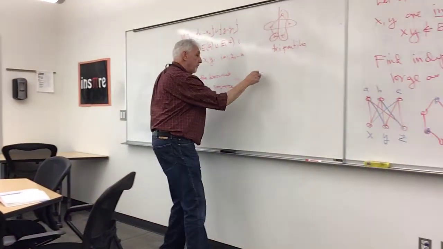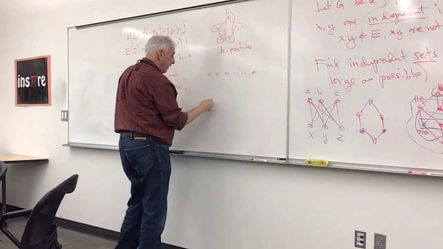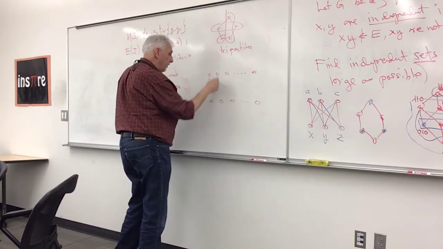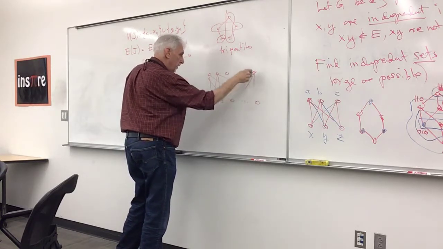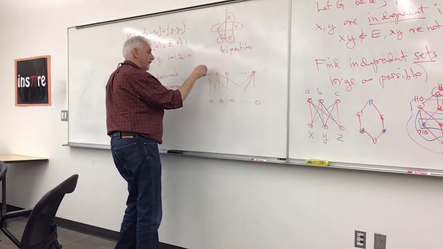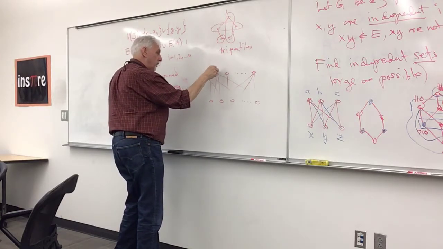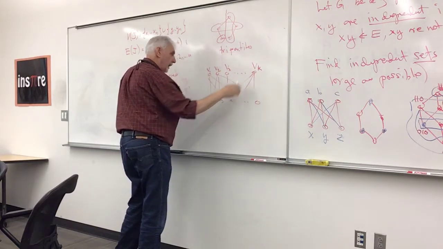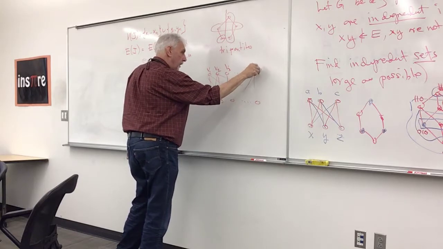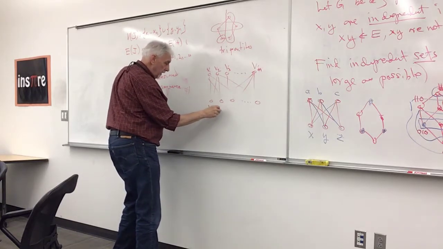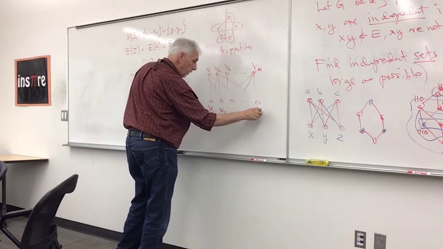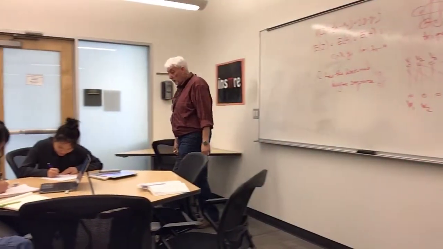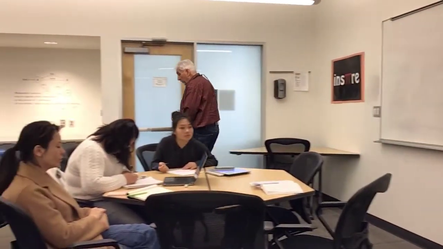So let me put up a general bipartite graph. Let's say this is V1, V2, V3, up to Vm, and this is W1, W2, up to Wn. So this graph has m plus n vertices.